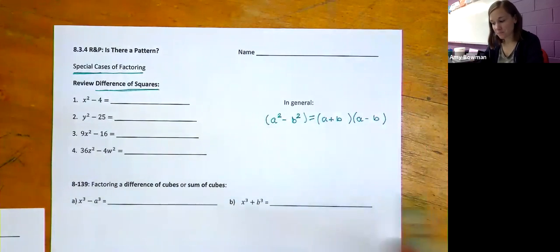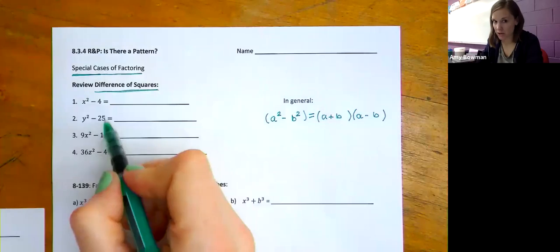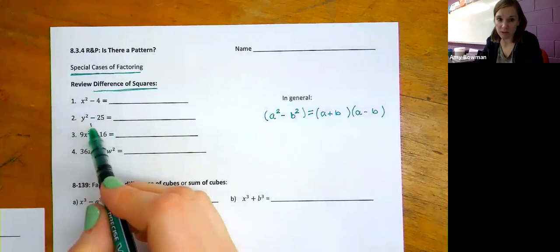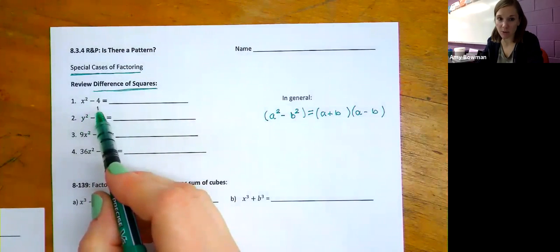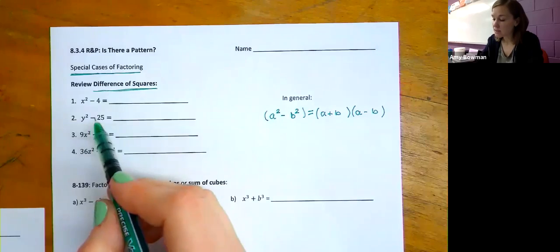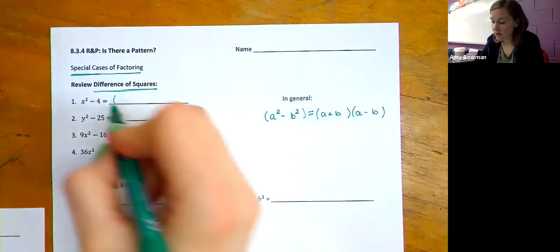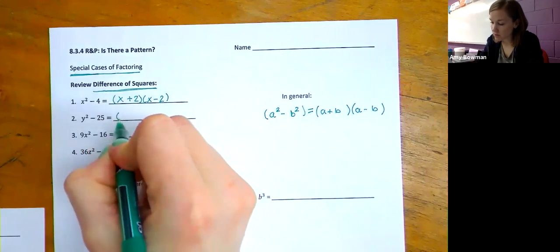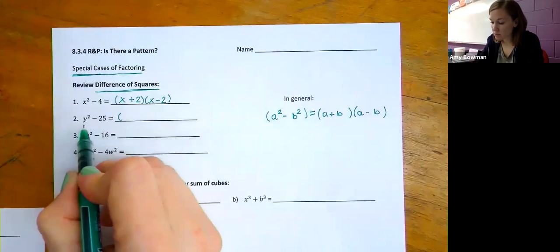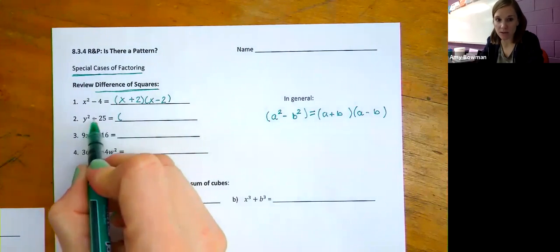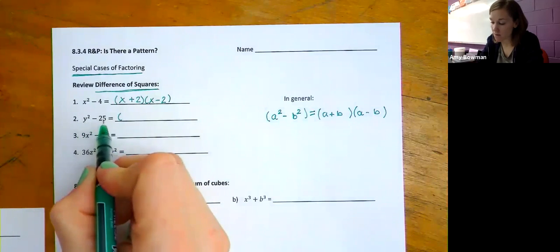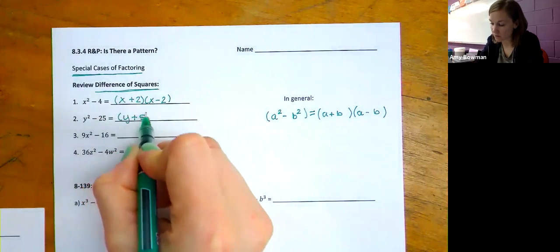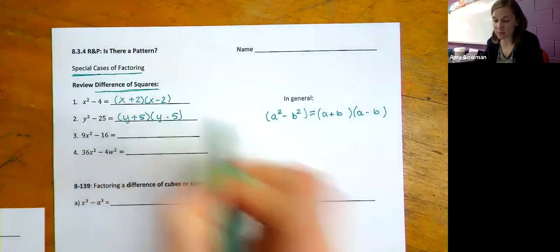This is something we've seen and can apply really easily in these examples. So in problems 1 and 2, this is what you're used to seeing with difference of squares: x squared minus some other perfect square, or y squared minus some other perfect square. So we know already that this factors to x plus 2 times x minus 2. And then the second one, example 2, y squared minus 25. So y is being squared, and 5 is being squared. So my two factors are y plus 5, y minus 5.